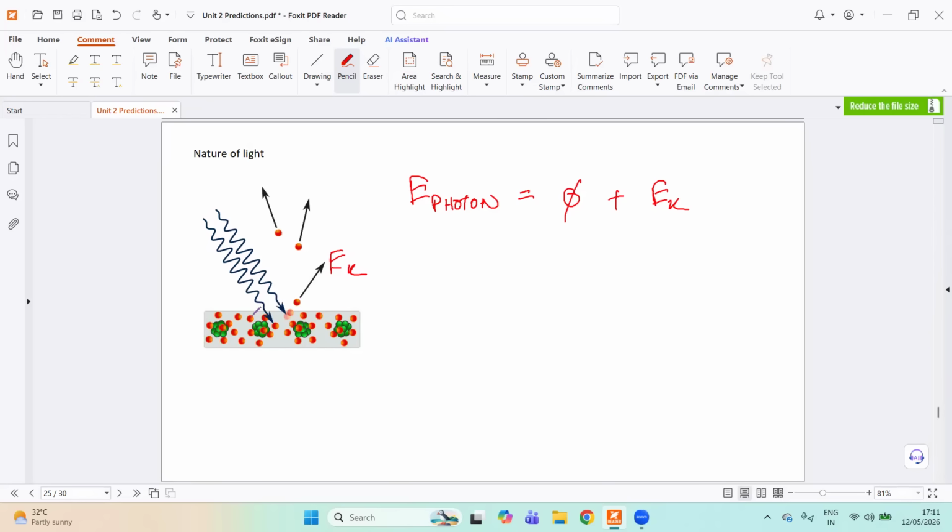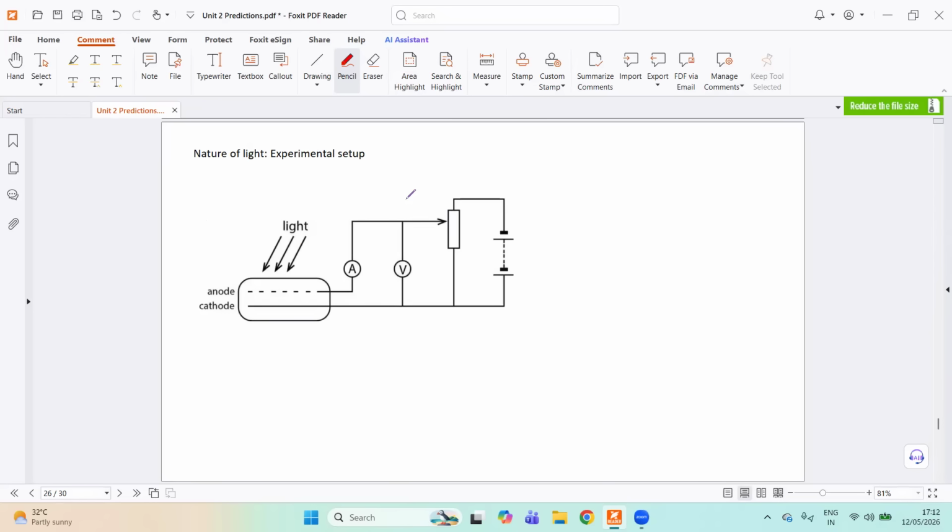Okay? And a question can ask you, how does this photoelectric effect show that light behaves as a particle but not a wave? Okay, so this could be a common theoretical question. And when it comes to calculation questions, this is the equation that you use. And for concepts, this is the experimental setup.